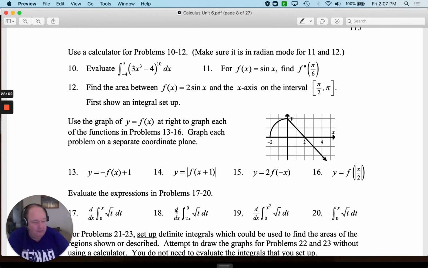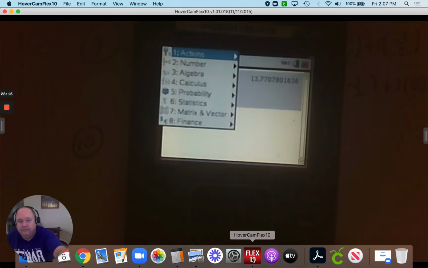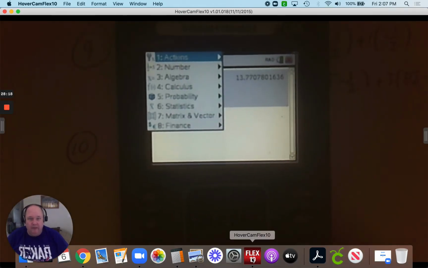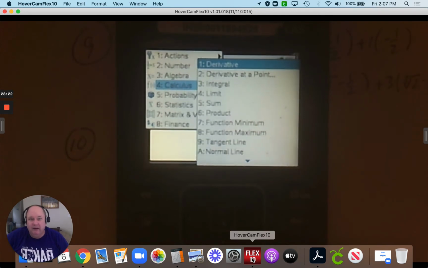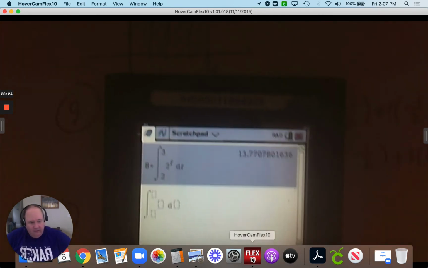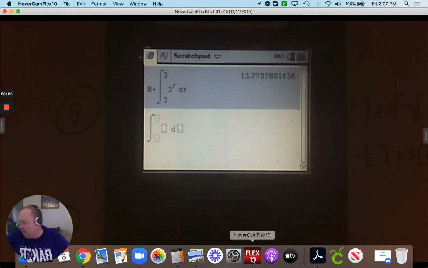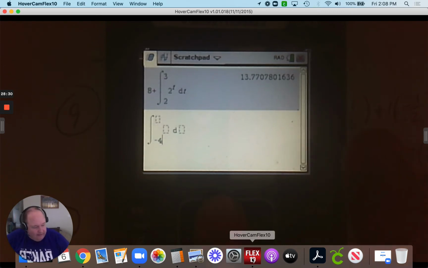So number 10, and then I'll show you how to put it in radian mode if it's not. Number 10, we're going to press menu, then calculus, then integral. We're integrating from, what is it? I'm just looking here on my other computer. Negative 4 to 5.